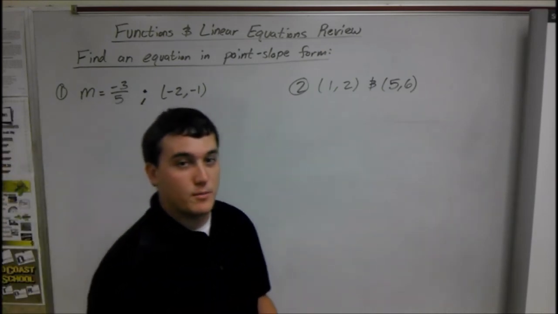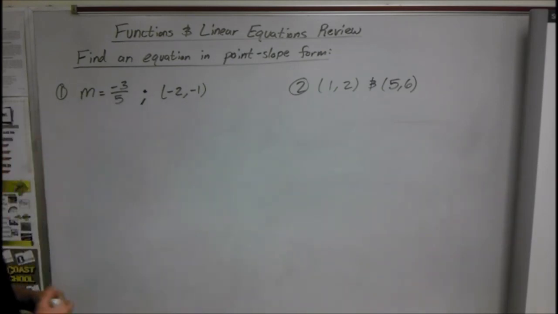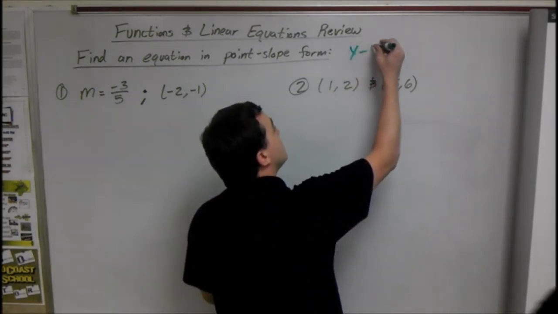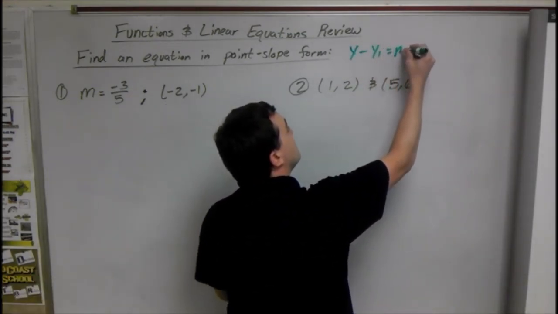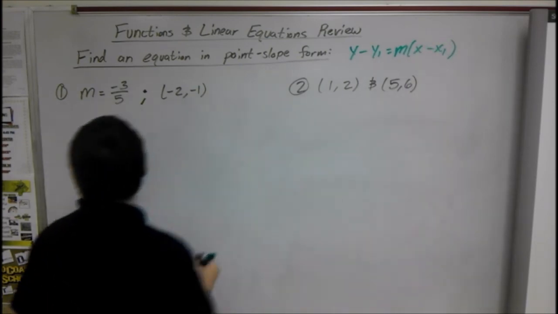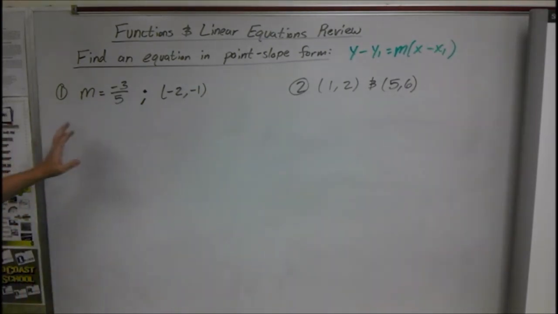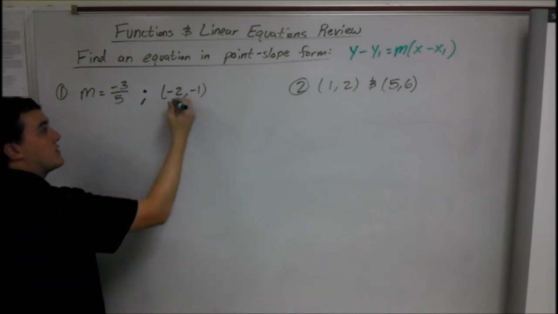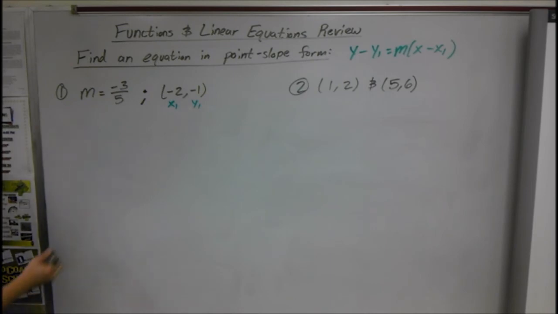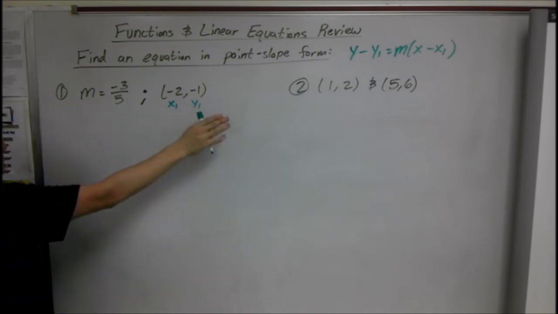Alright, next I'll be talking about point-slope form. And point-slope form, we know, is just y minus y1 equals m times x minus x1. So here they just give us a point and a slope. So when they give you a point and a slope, automatically you can put it into an equation, point-slope form. So just plug them in.